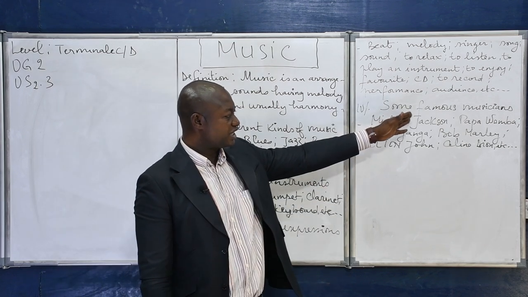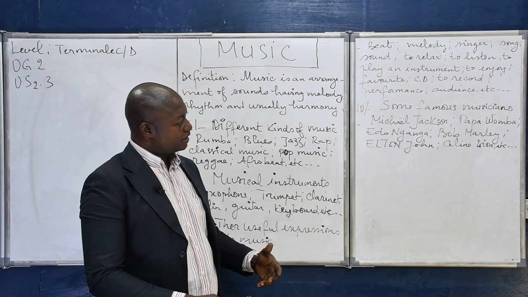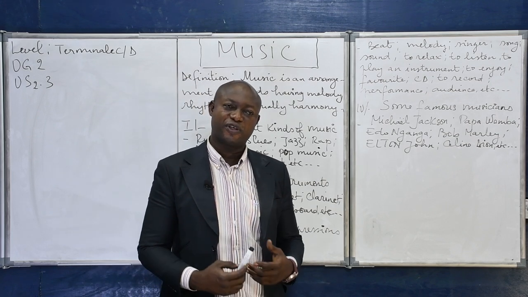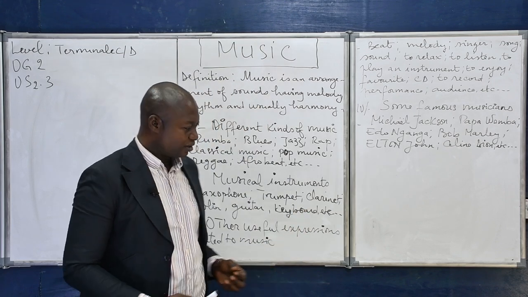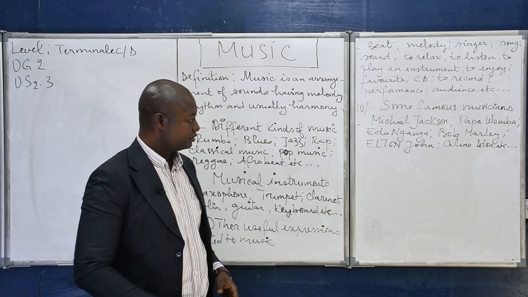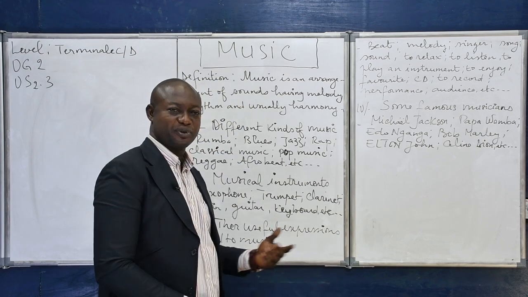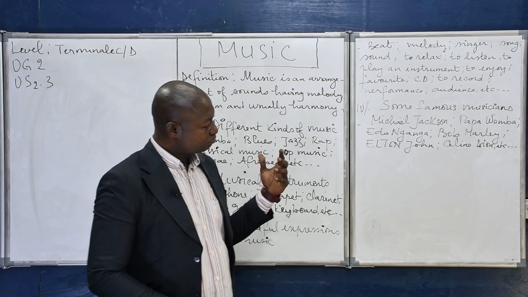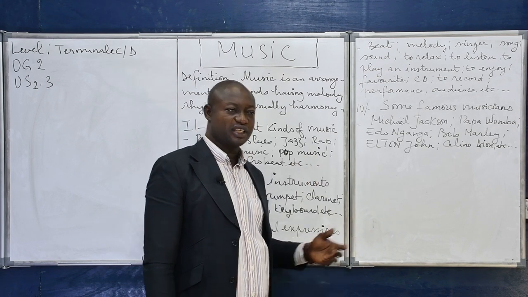Okay, we have quoted some famous musicians. But it would be incomplete to talk about music without quoting some famous musicians. C'est-à-dire, ça serait incomplet de parler donc de la musique sans en citer quelques noms. We have, for example, Michael Jackson. When you are talking about music, Michael Jackson is from the United States of America, and a good singer too.